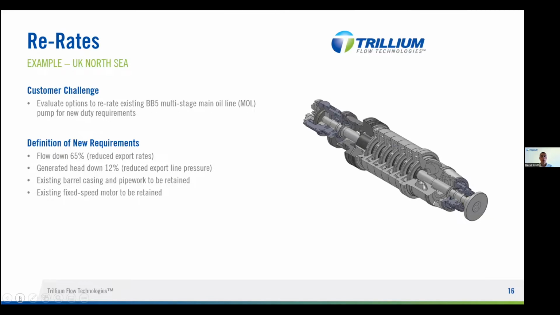So we were asked to look at a 65% reduction in flow, which is obviously quite a considerable amount, and that was due to export rates offshore. The head was also to go down due to the export line pressure, which had been reduced. So we were asked to redesign the hydraulics in terms of impellers and diffusers and other components to suit this, whilst having the constraints of the existing barrel, which was fixed at site, and also the fixed speed motor. So that was the challenge that was set. So how did we do that? Well, if we go into the next slide, we can see the different steps that we took.